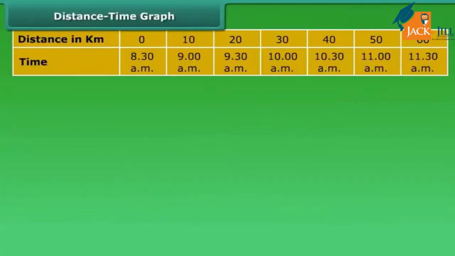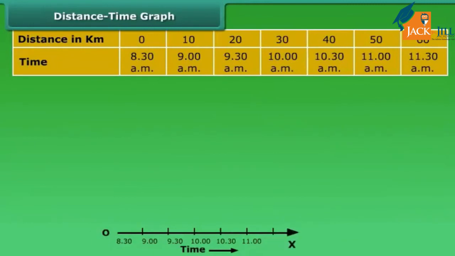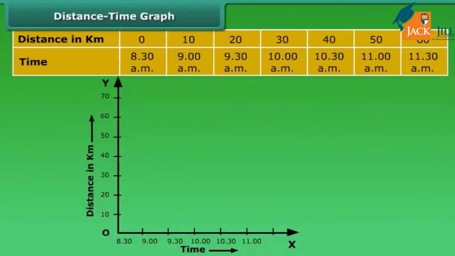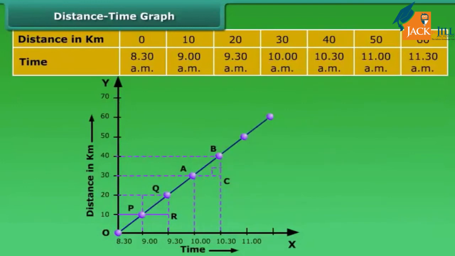Motion of objects can be presented in pictorial form with the help of distance-time graph. For this purpose, first draw a horizontal line to represent the x-axis and a vertical line to represent the y-axis and mark them as OX and OY. Measure time along the x-axis and distance along the y-axis. Mark values for the time and the distance on the respective axes.